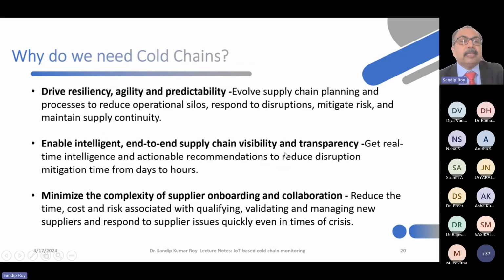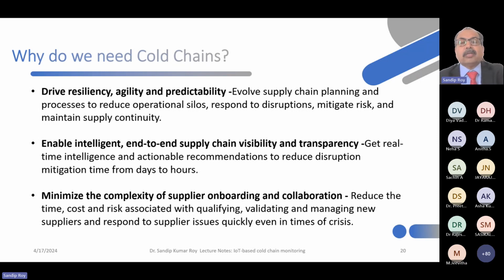So what we need is to drive resiliency, agility, and predictability. Whatever you're doing in planning for delivery, you need to make sure that it's maintaining the temperature till the last moment of delivery. The moment it gets injected, at that moment also the temperature needs to be at 8 degrees.